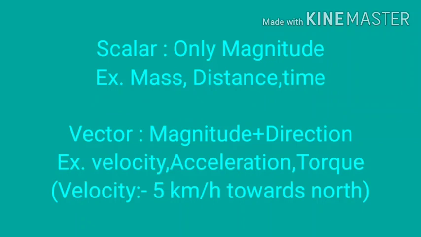At first, the concept of scalar and vector. The physical quantity which can be represented by only magnitude is known as scalar quantity, like mass. To represent a vector quantity, we have to use magnitude as well as direction, like velocity. That is, the velocity of a particle is 5 km per hour along the north direction.